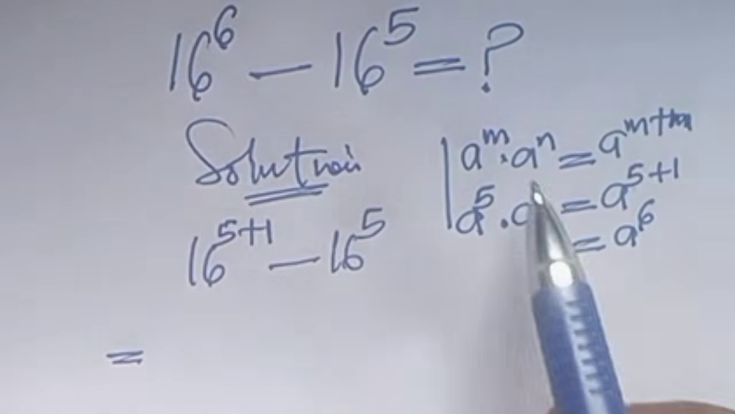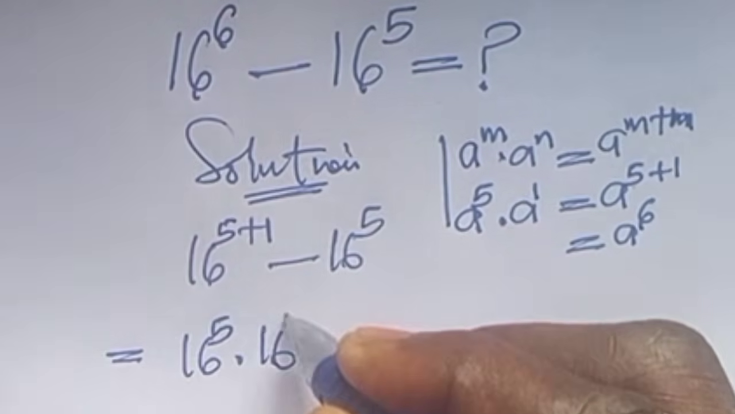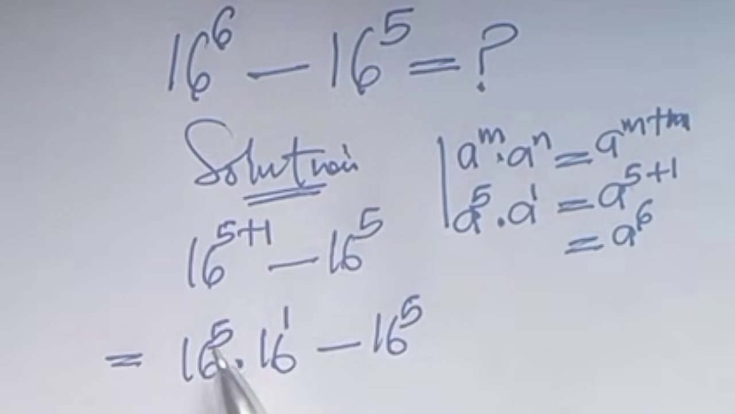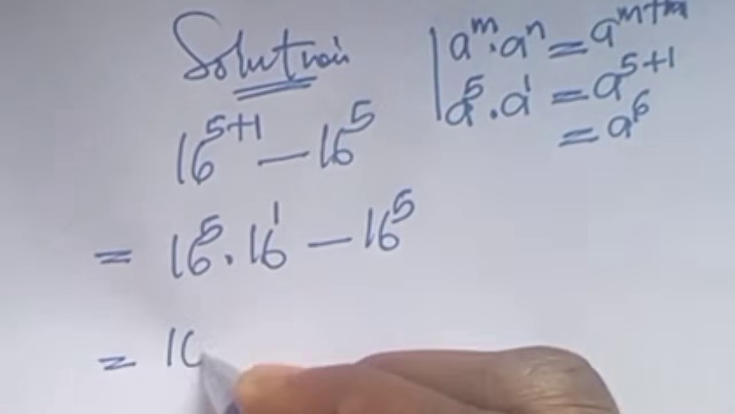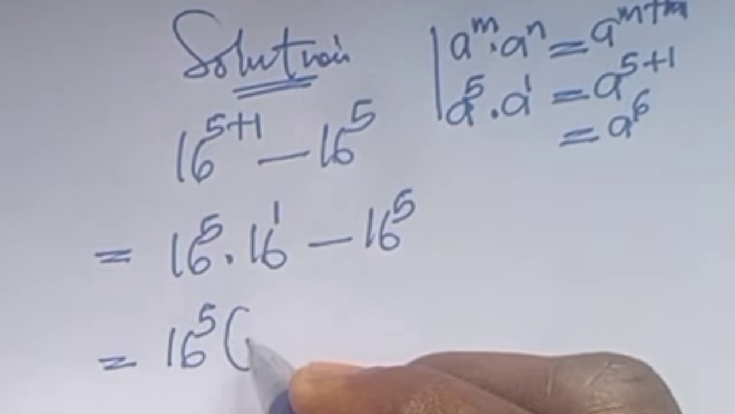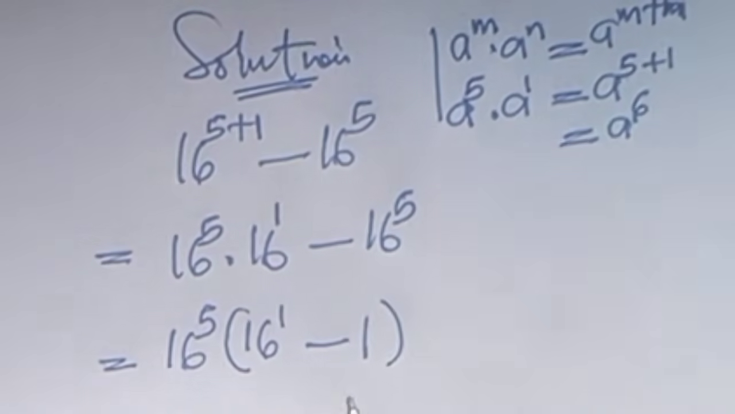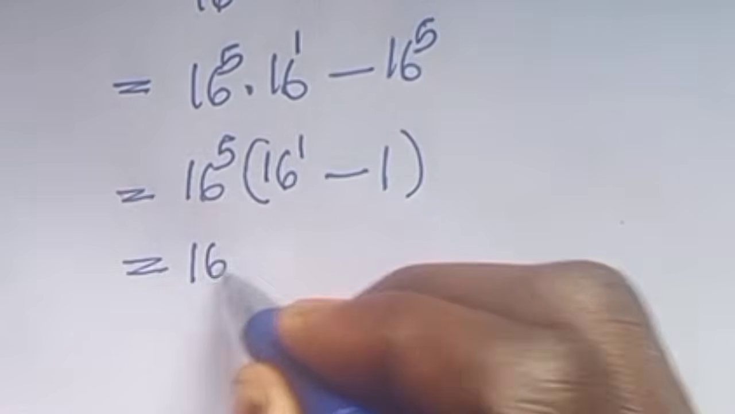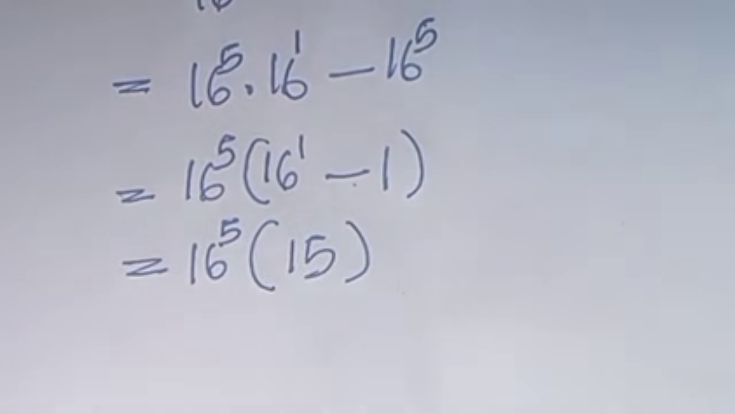And the next step will be, following this same principle, we can write 16 to the power of 5 times 16 to the power of 1 minus 16 to the power of 5. And 16 to the power of 5 is common in both terms. If we factor it out, the next term therefore will become 16 to the power of 5, open a bracket, what is left is 16 to the power of 1 minus 1. And if you do this very well, the next step therefore becomes 16 to the power of 5 and 16 minus 1, that is 15, and close the bracket.